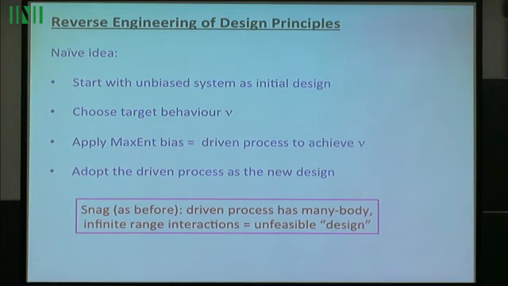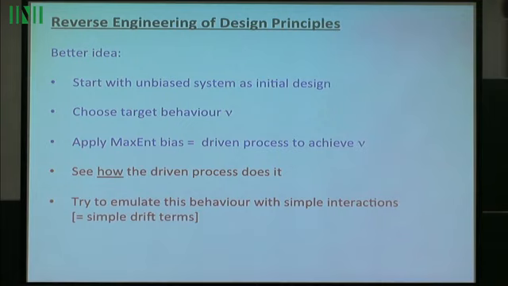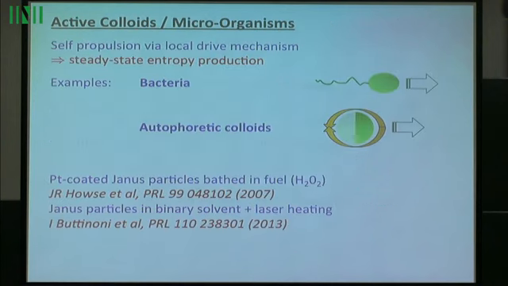by just looking at the trajectories that come out of the computer simulation, I may be able to guess some relatively simple interactions that can achieve the same effect. And then that's giving me a hint as to how to design or redesign the system to get the target behavior. So that's what I just said here. So see how the driven process does it and try to emulate. So in the Langevin context, that's by using some simple drift terms that give me roughly the same behavior.